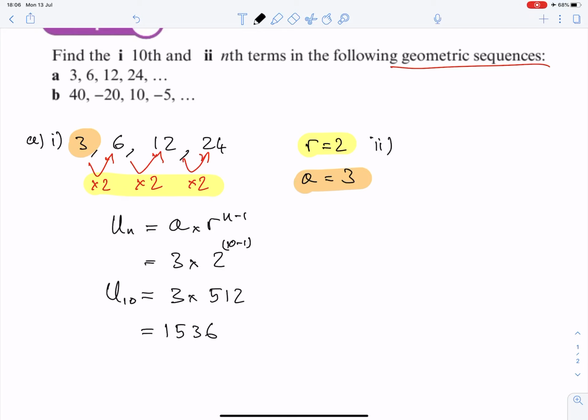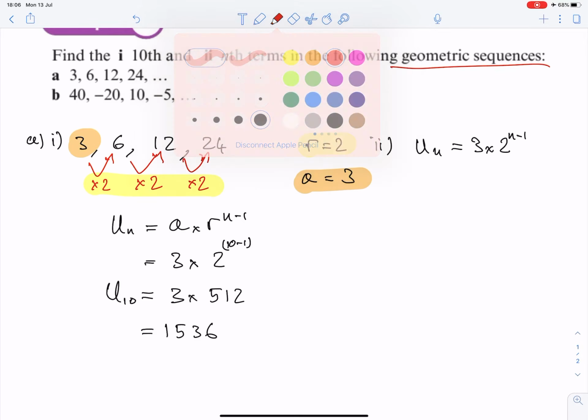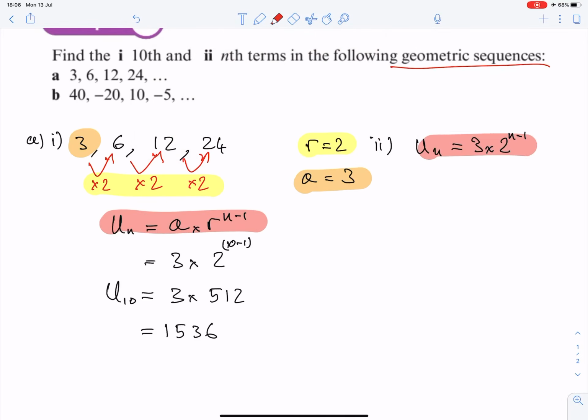Well, that's even easier, isn't it? Find the nth term because it's just straight into the equation. Un equals A, which is 3, times 2 to the n minus 1. Having learnt the result, all we've done is substitute straight into this equation for A and R. Okay, part B.